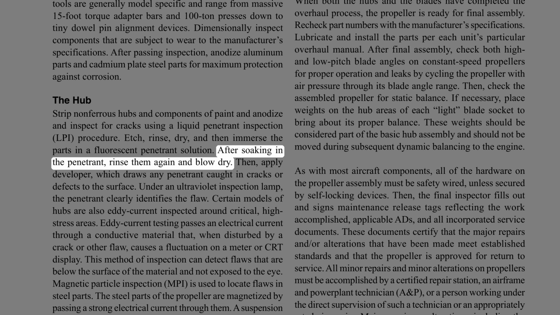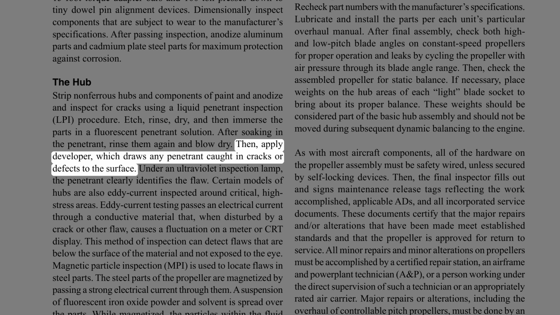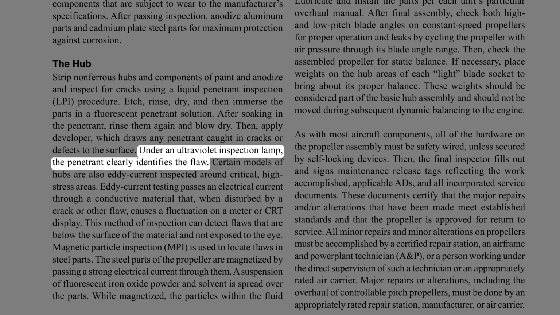After soaking in the penetrant, rinse them again and blow dry. Then, apply developer, which draws any penetrant caught in cracks or defects to the surface. Under an ultraviolet inspection lamp, the penetrant clearly identifies the flaw.